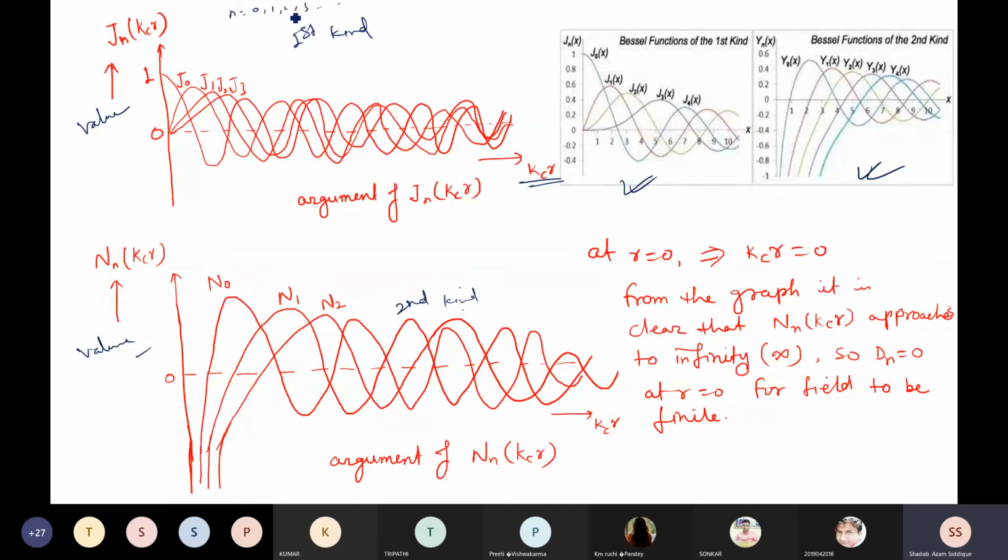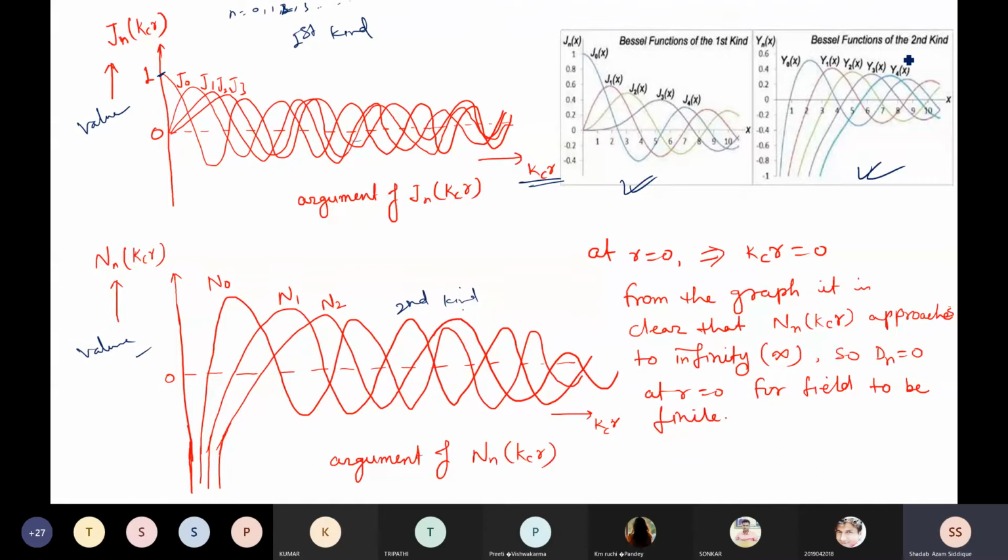Now you can see the Bessel function of the first kind, Jn(kc r), where n ranges over 0, 1, 2, 3, 4, 5, something like this. It is represented in this way. J0 will be an oscillatory function, and J0 starts from 1. J1 starts from the zero point, and J2 and J3 follow. Here you can see J1, J2, J3, J4 represented, and we will see the exact values.